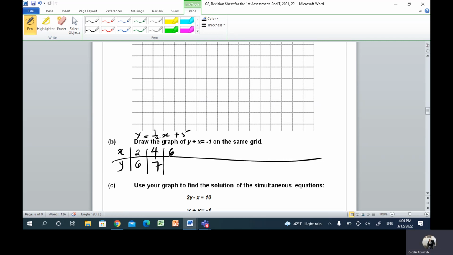If we choose it as 6, half times 6 is 3. 3 plus 5, 8. If we choose x as 8, half times 8 is 4. 4 plus 5 is 9. That's enough, right?